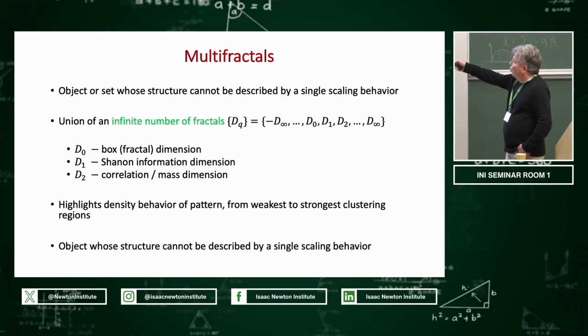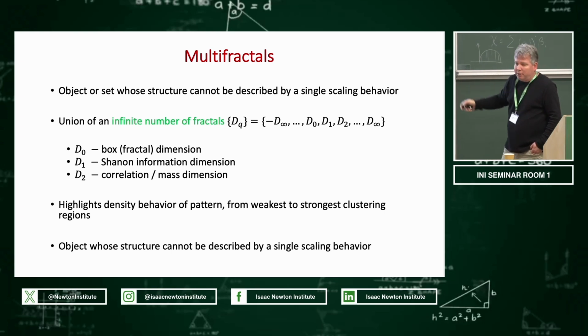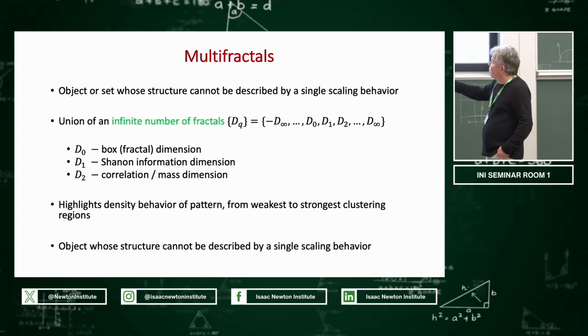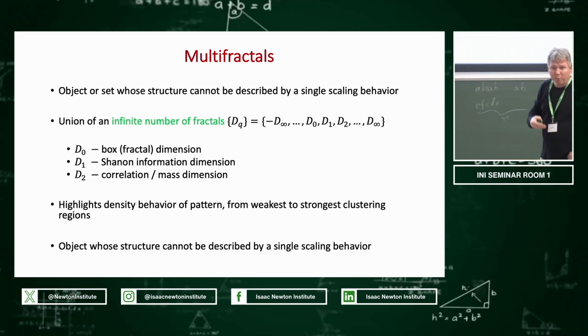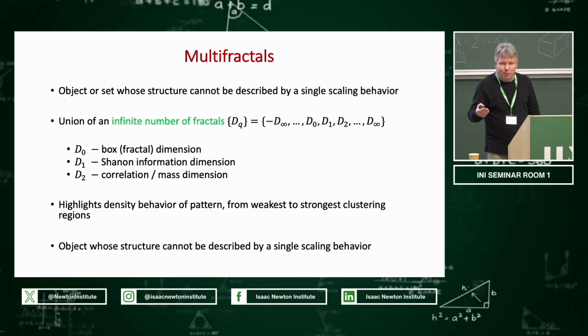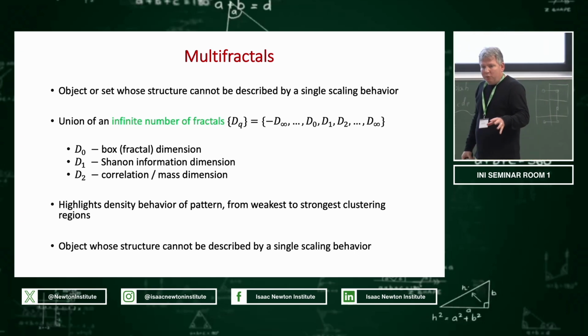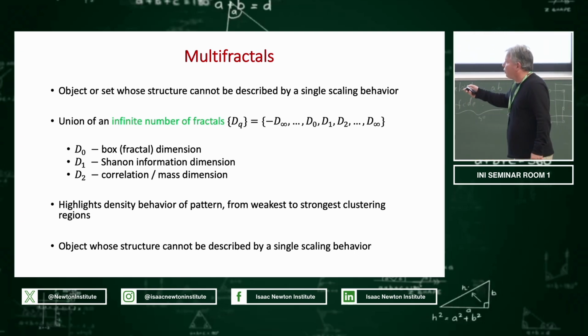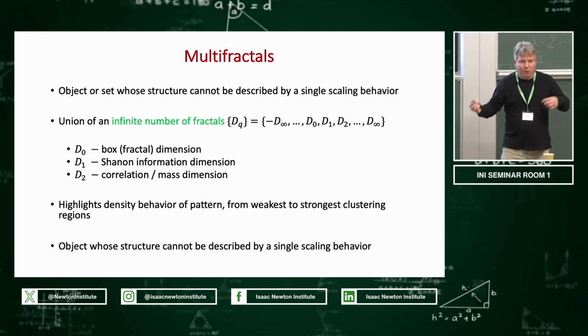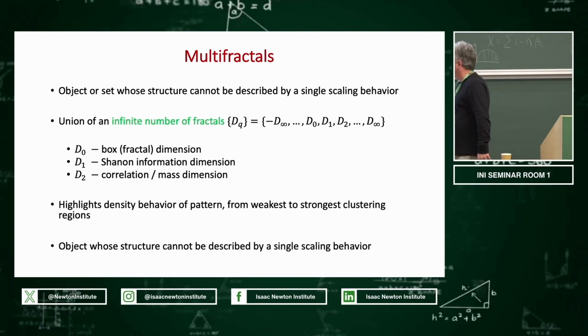Okay, it's defined by a parameter q, so I have going from D of minus infinity up to D of infinity. Okay, and these three in the center, D0 is the usual fractal dimension. D1 is called the Shannon information dimension. D2 is called the correlation dimension. Those are standard things in statistics. But the upshot of what the multifractal spectrum tells you is it gives you a sense of how the densities of the patterns vary across the set that you're interested in studying.